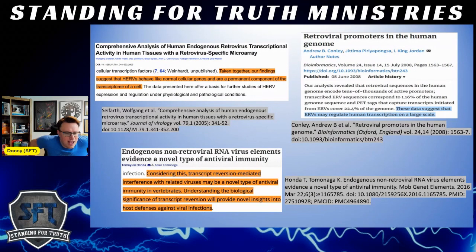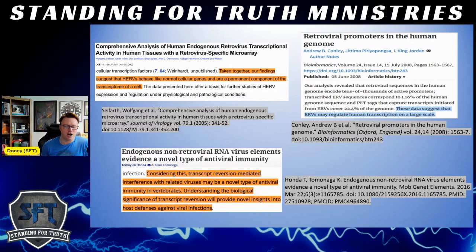Taken together, our findings suggest that HERVs behave like normal cellular genes and are a permanent component of the transcriptome of a cell. Retroviral promoters in the human genome. These data suggest that ERVs may regulate human transcription on a large scale. This isn't something that's small scale. This isn't spurious.